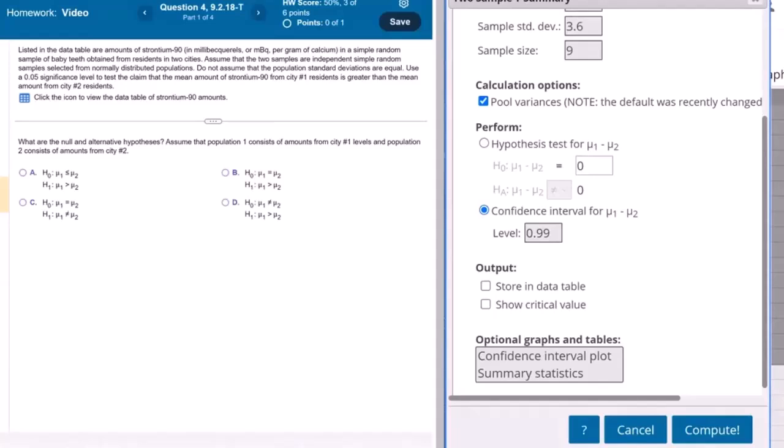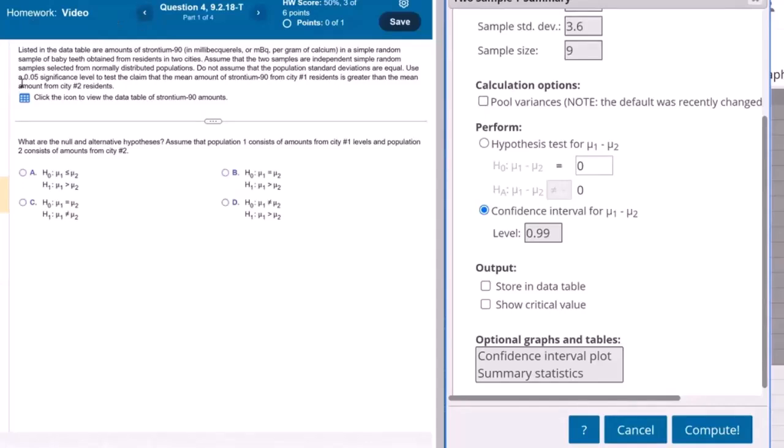Listed in the data table are amounts of strontium-90 in MBq per gram of calcium in a simple random sample of baby teeth obtained from residents in 2 cities. Assume that the 2 samples are independent, simple random samples selected from normally distributed populations. We got all our requirements. Do not assume that the population standard deviations are equal. We do not want pooling. That's what that means. The only way we want pooling is if they're equal.